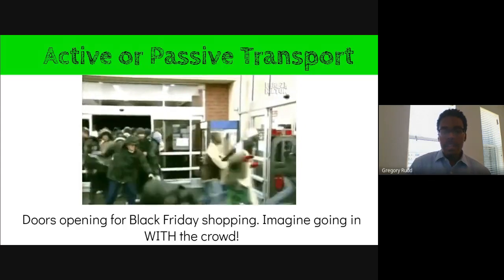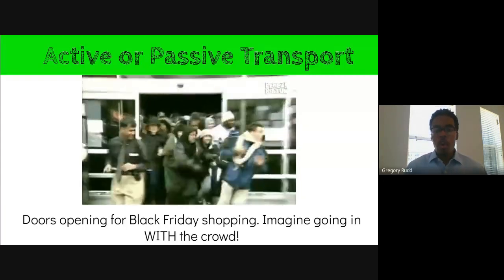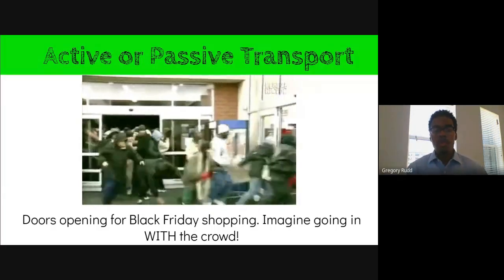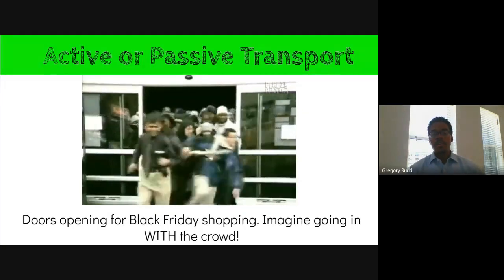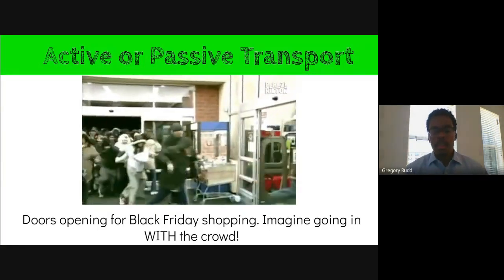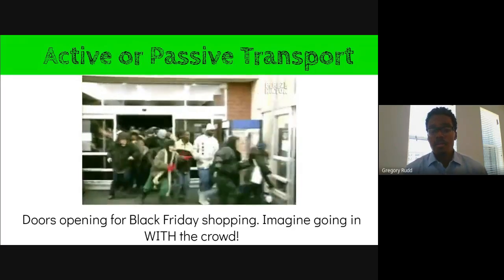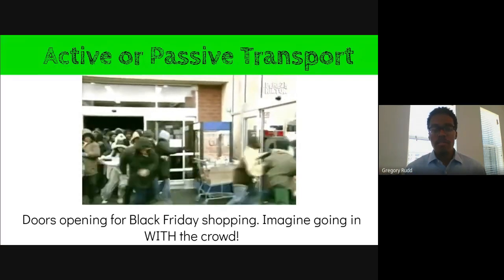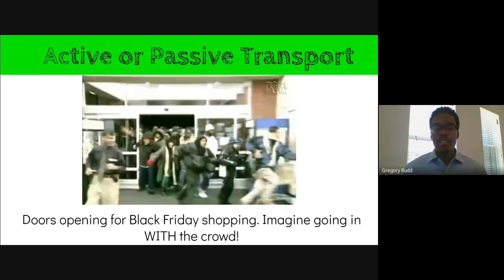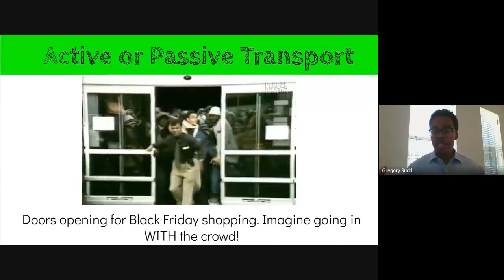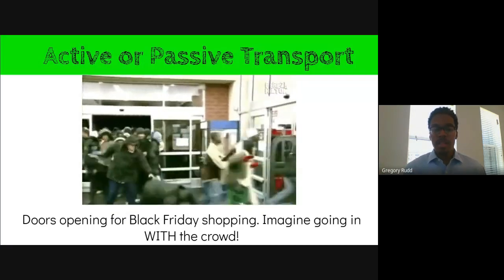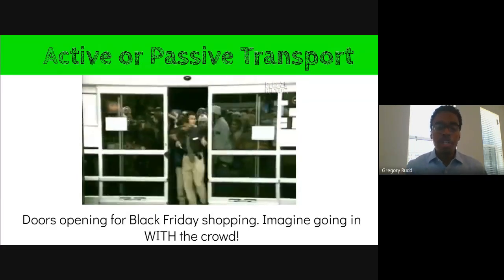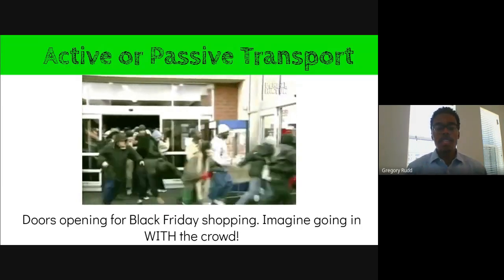So we can also use this analogy. The doors open for Black Friday shopping. There's a huge crowd of people outside of the store. And as soon as those doors open, letting them in, they flood into the store where there is no one. So we're moving from an area of really, really crowded, high concentrated space into an area that is empty. It's low concentration. And so people at the front really don't even have to move that much because the crowd is pushing them. They're pushing them on into the inside.